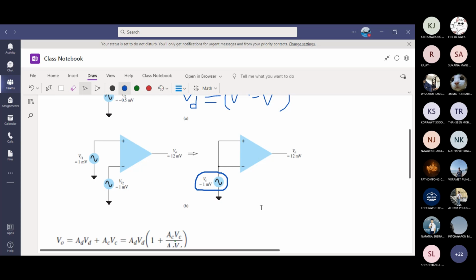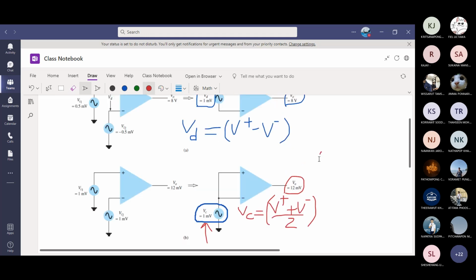What is the common mode voltage? How do you calculate VC? According to that formula, VC equals V plus added to V minus, divided by 2, make it half. So 1 millivolt and 1 millivolt divided by 2, you're going to get exactly 1 millivolt VC. Your output voltage when it is common mode is given as 12 millivolts.